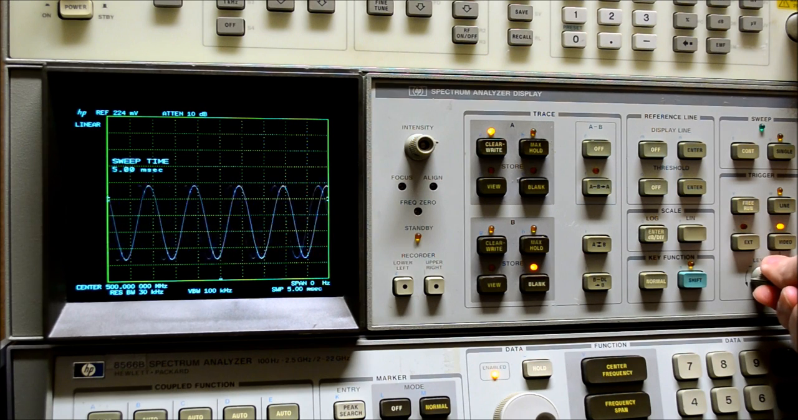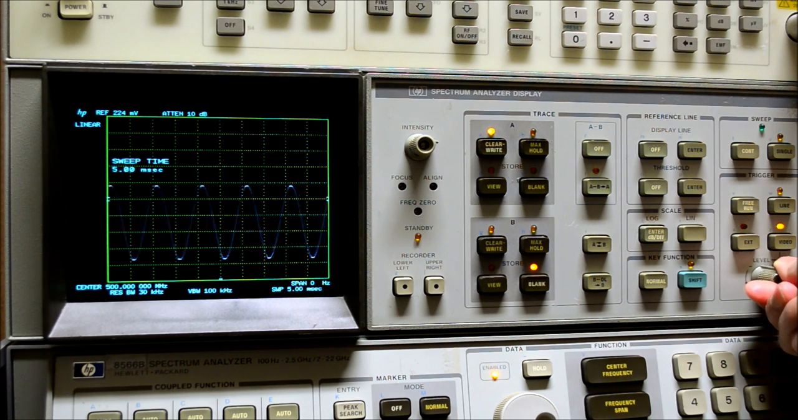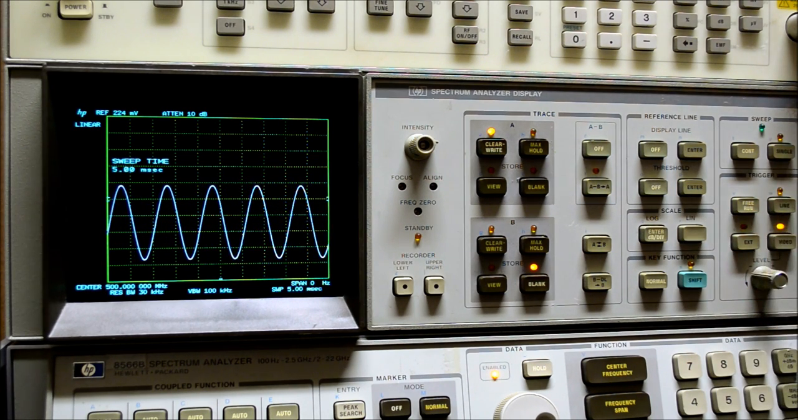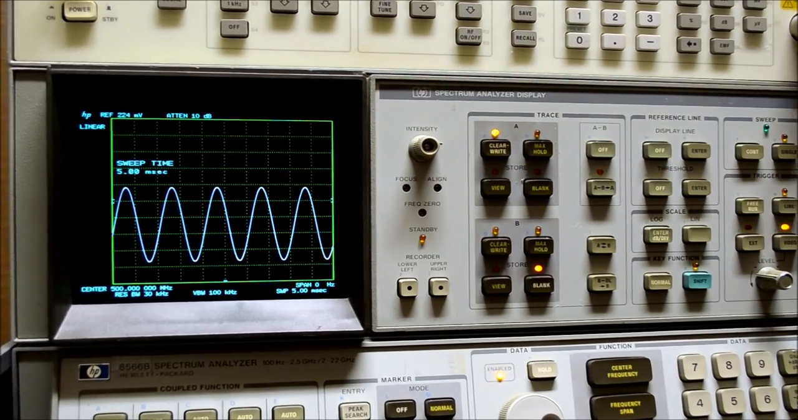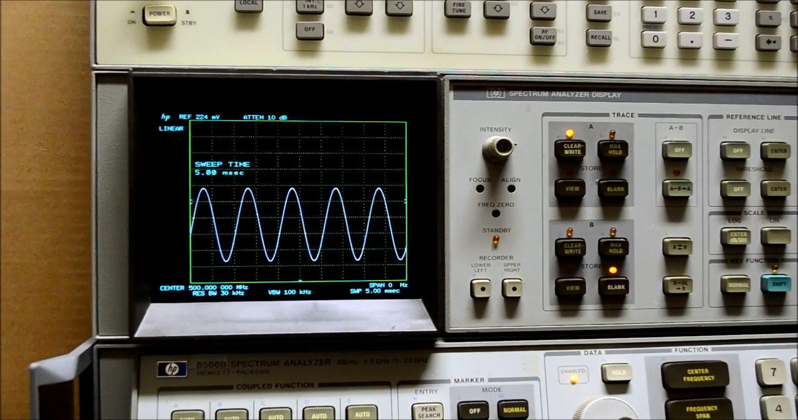The user experience is very much like an analog oscilloscope. The fast scan sweep time can be as low as 1 microsecond, which maintains the original capability of the 8566A display to show fast switching RF signals. The x-axis is timed with a crystal oscillator that requires no adjustment.